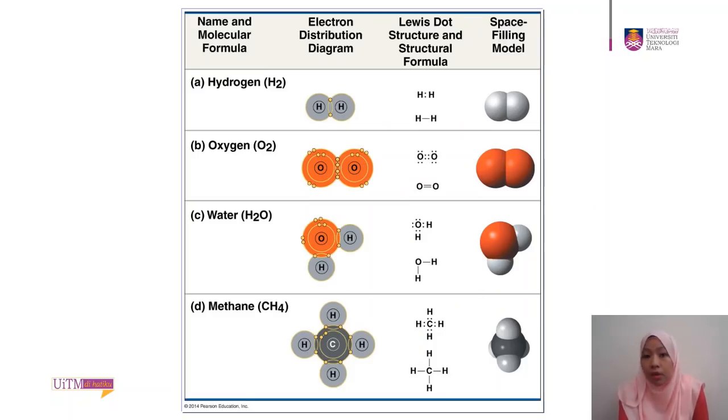Okay, all right, these are other examples of how a covalent bond is formed. This is the previous example, hydrogen. You can see how the electron is being shared. Same goes with oxygen, between two oxygen atoms. So they become an oxygen molecule. And this is water. In order to form water, you need one oxygen and two hydrogen. So they are sharing electrons here. So these are covalent bonds. Same goes with methane, which consists of one carbon and four hydrogen.